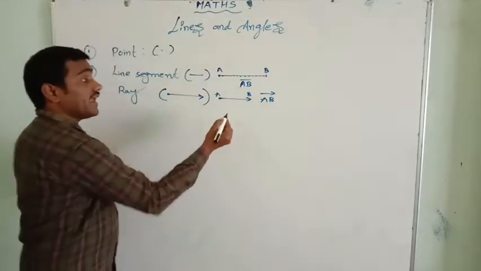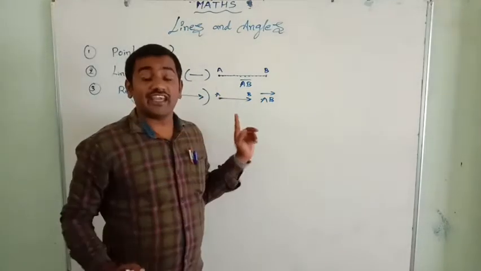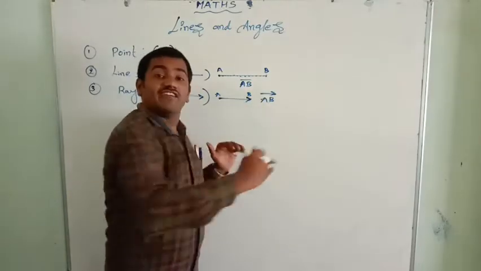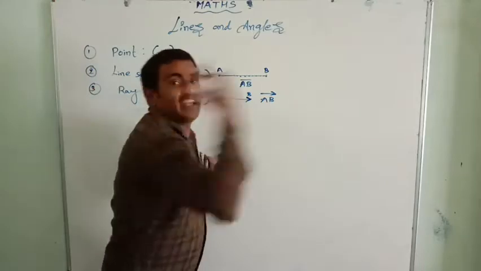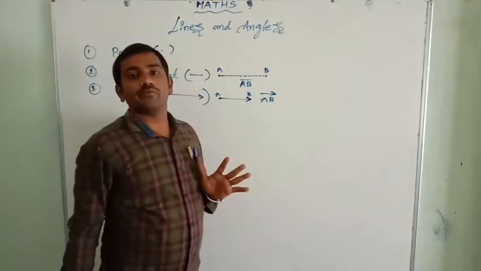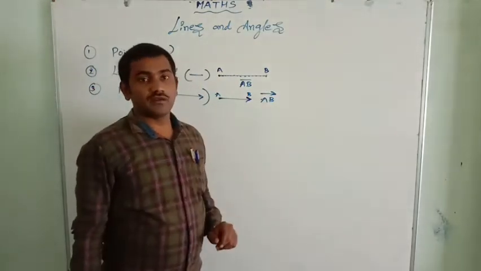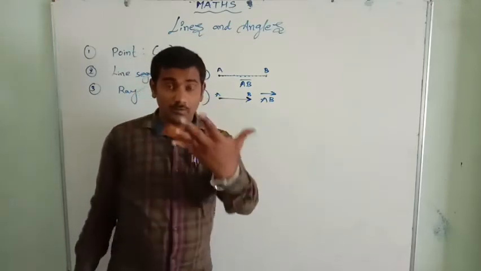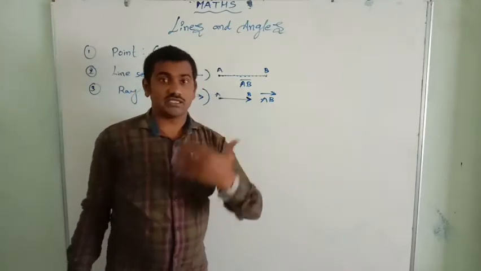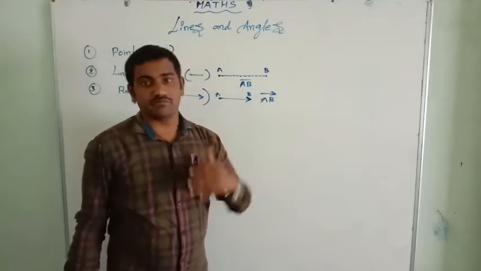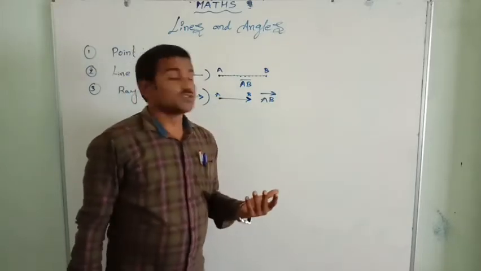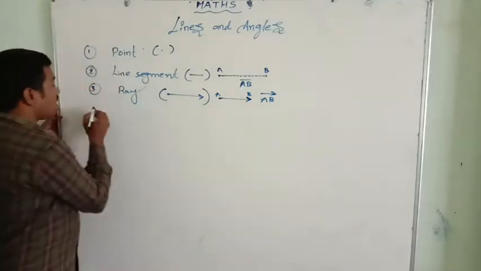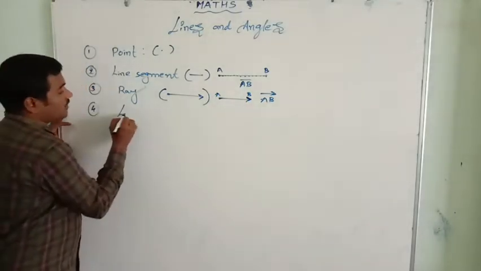Now, a ray cannot be measured. We cannot measure the length of the ray because this arrow says that we can extend the line infinitely. Suppose sun rays, or I am watching you people, that means my eye rays are endless. They cannot be measured. So this is a ray. Now next we will learn about a line.